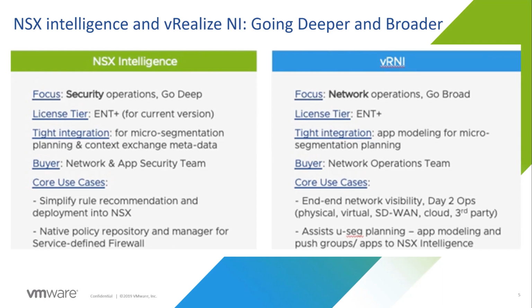Whereas vRealize Network Insight is more for the operations team. It's for app modeling, micro-segmentation planning, and so on and so forth, but it doesn't actually go out and make the rules for you. And I think that's what's so cool about NSX Intelligence: it's going to recommend and then apply the rules within the NSX-T platform for you. That is something vRNI does not yet do, and I don't know where we're at on the roadmap for vRNI being able to actually make those rules. It makes recommendations, but doesn't really go out and make them for you.